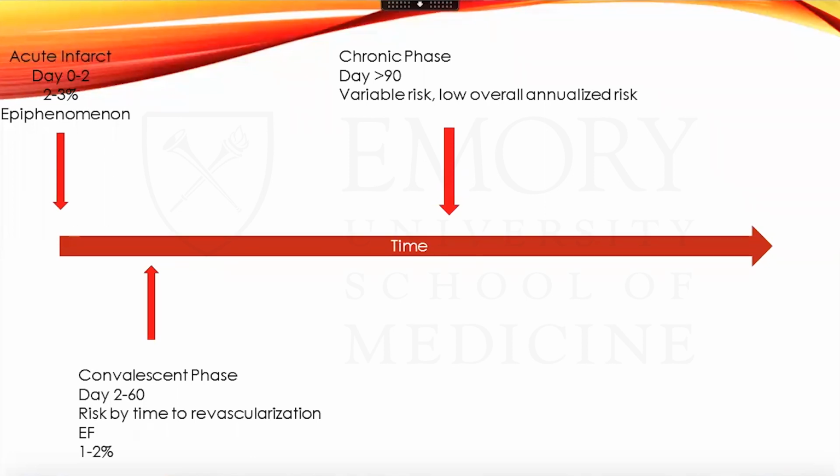And in some cases, the VT or VF may be an epiphenomenon reflecting a dying heart and very abnormal autonomic tone. In some cases, it's related to scar, but more often we think that with these massive MIs, it's an epiphenomenon. In the convalescent phase, maybe the next couple months as the heart's healing, your risk is maybe 1 to 2%. And it's driven by how long it took you to get revascularized, how complete your revascularization was, and what your EF is. In the chronic phase, after day 90, the risk is pretty low, but it's variable. And again, it depends essentially on what your EF is. But it's most likely in that 1% or less range.